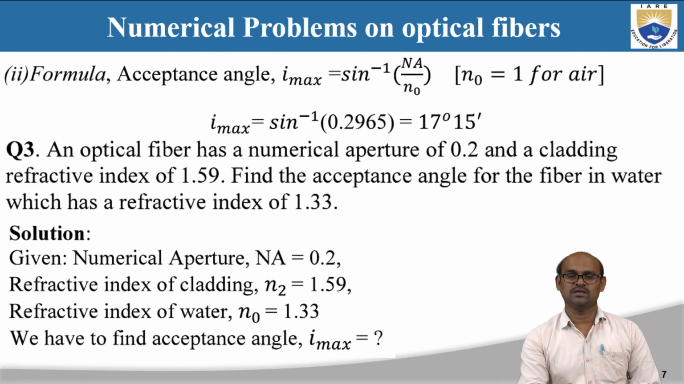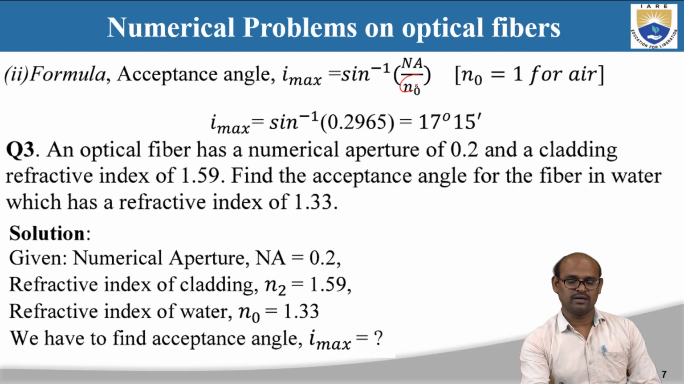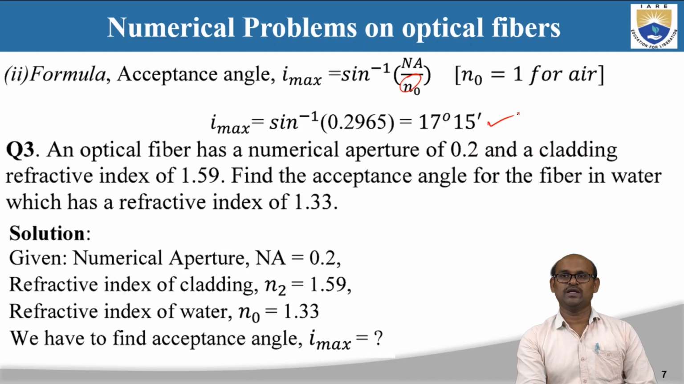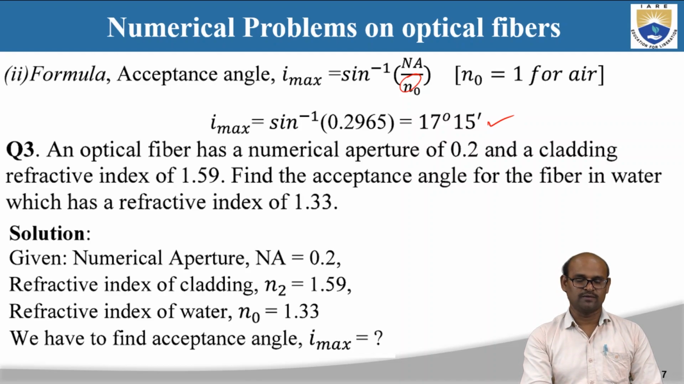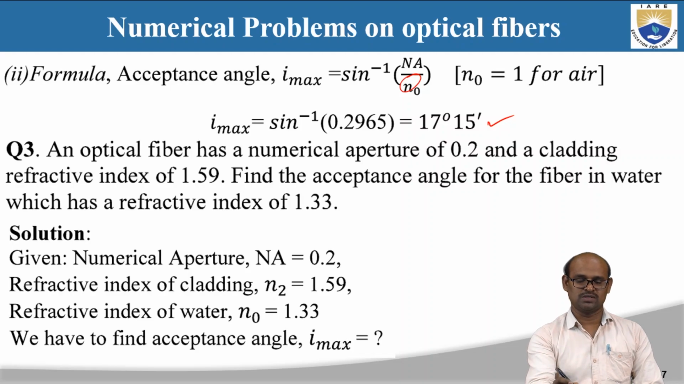Okay, so I've used the acceptance angle formula, sine inverse of square root of n1 square minus n2 square, which is nothing but the numerical aperture. So you can directly write sine inverse of numerical aperture, and n0 is 1 anyway. So sine inverse of 0.2965, and you will get 17 degrees 15 minutes as the acceptance angle. So we have calculated the numerical aperture and acceptance angle of a given fiber with the inputs given as refractive indices of core and cladding. Okay, so this is the second problem.